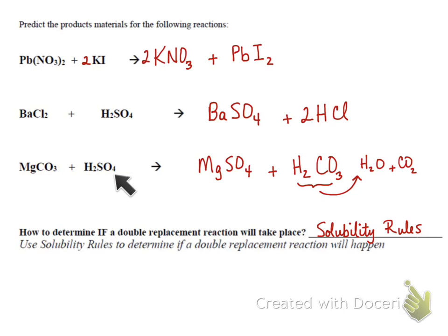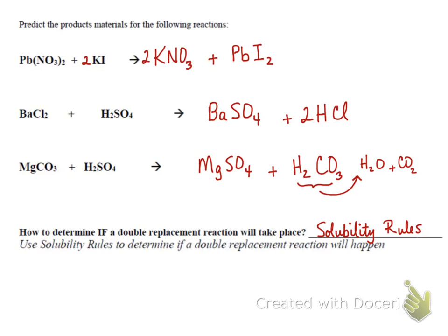Magnesium carbonate plus sulfuric acid gives magnesium sulfate plus H2CO3, which remember falls apart to make H2O plus CO2. And this one you do have to remember. And you can either write it in 2 steps like I have done here, or you can skip the middle step. You don't have to show the H2CO3.